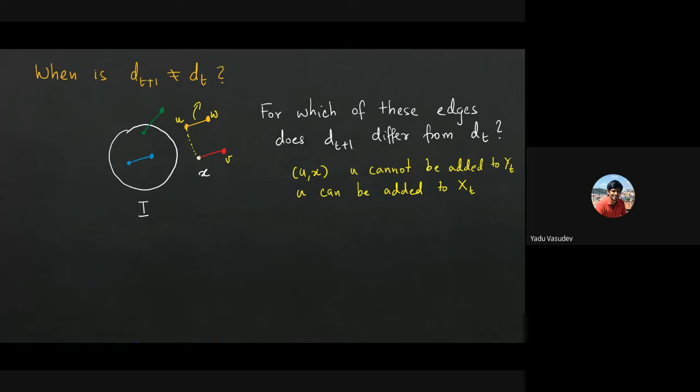So for an edge UW, if none of the vertices are adjacent to X, then nothing will happen. It will not matter. But if one of these vertices U or W is adjacent to X, then it can possibly change the value of dt plus 1. So among all the edges present in the graph, we need to worry about edges that are incident on X and edges that are incident on vertices that are neighbors to X. These are the two kinds of edges which can change the value of dt plus 1. These are the ones that you will need to analyze when we try to bound the expected value of dt plus 1. Is that clear? Any questions?